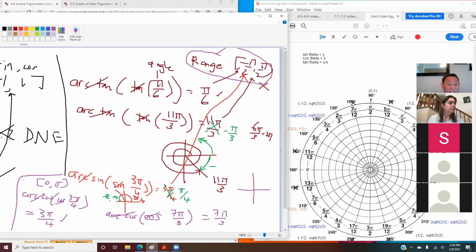So this 7 pi over 3 is not in 0 to pi. If you draw the picture, this is 6 pi over 3, which is 2 pi. So 7 pi over 3 is a tad bit more, like this. So this is 7 pi over 3.